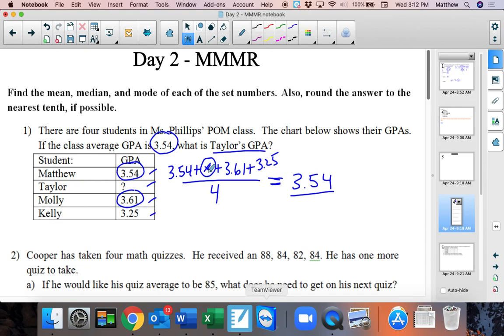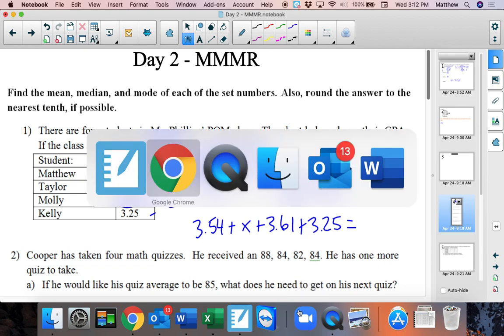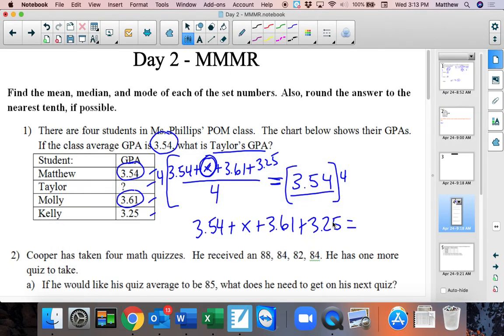Well, my first step to get X by itself would be to cross multiply. Multiply both sides by 4, and that will allow me to say 3.54 plus X plus 3.61 plus 3.25 is equal to this 3.54 times 4. Let's quickly do that together. 3.54 times 4, 14.16.